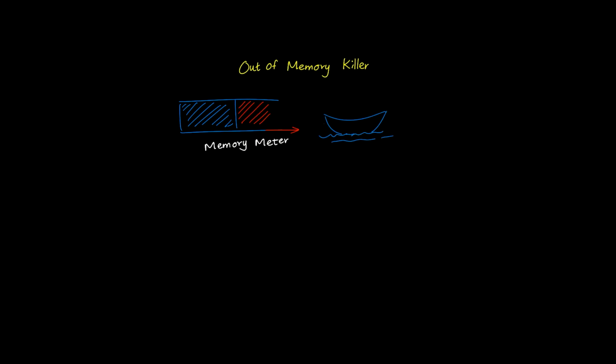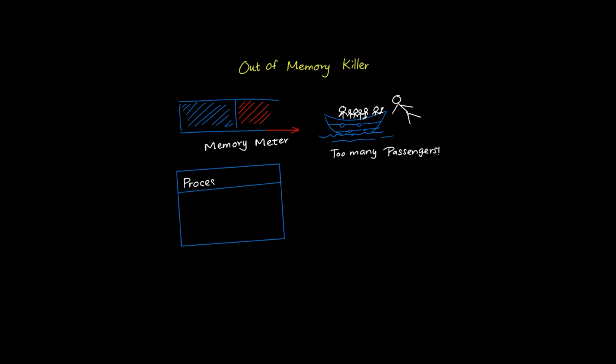The out-of-memory killer is Android's survival mechanism when RAM runs critically low. It's like a lifeboat operator who must decide who to throw overboard when the boat is sinking. The OOM killer assigns scores to processes based on their importance and memory usage. Foreground apps get low scores, cached apps get high scores.